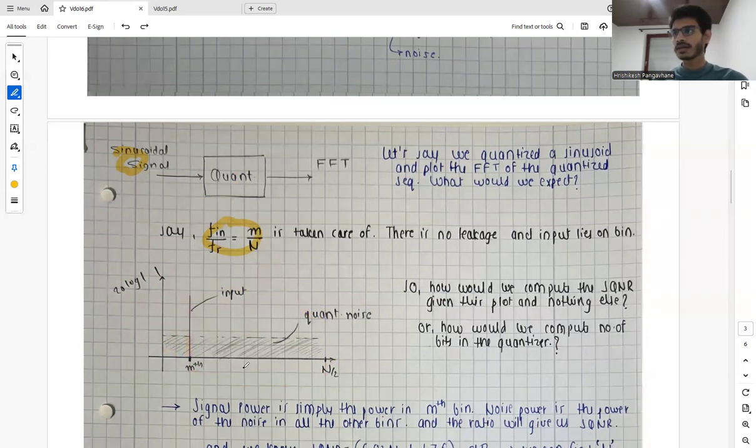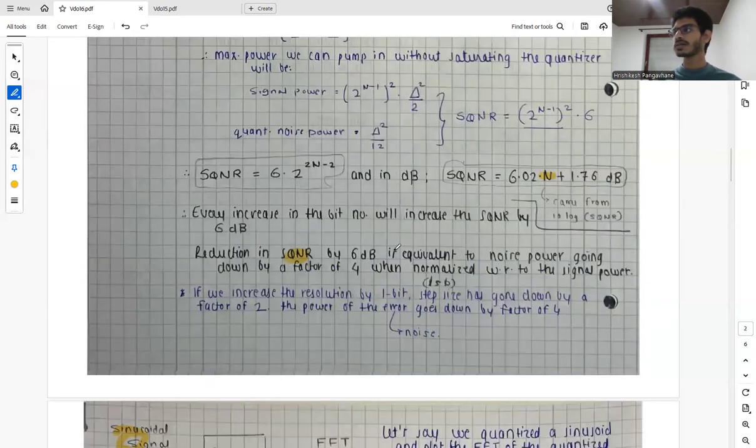We plot it, and we assume that this condition is taken care of. So how would we compute the SQNR given this plot and nothing else? When we look at this plot, can we compute the SQNR? You might think, yeah, it's very easy. We have this magnitude, we have this magnitude, we'll take the ratio of the magnitudes. That is the most common mistake everyone makes. So the question is, how would we compute the number of bits of the quantizer, or can we comment something on the SQNR, because both are related, right? SQNR is related to the number of bits by this formula.